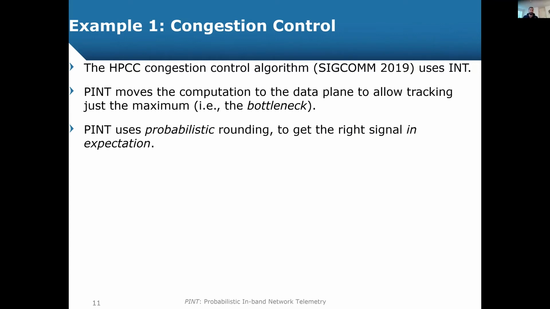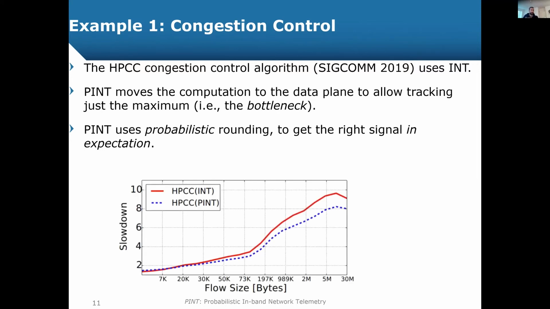PINT uses probabilistic rounding. So the idea is that we will have some error because we reduce the bit overhead. Sometimes we would use a higher rate, sometimes a lower rate, but on average, this will cancel out. So after we collect a bunch of these feedbacks, we will converge to the right sending rate. And this is what it looks like, right?